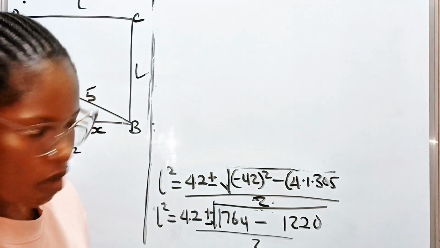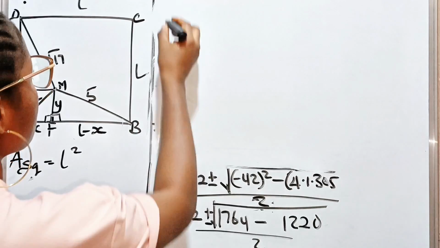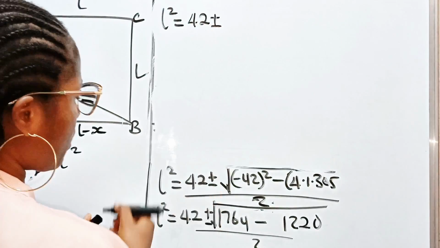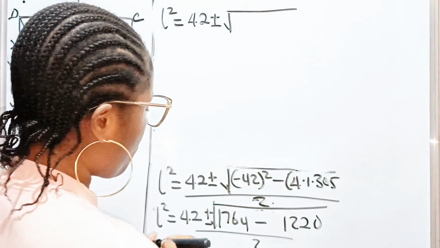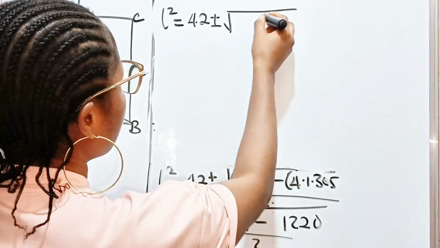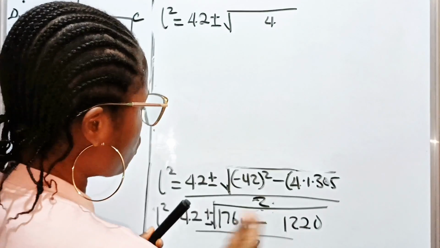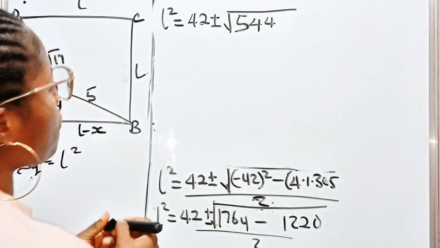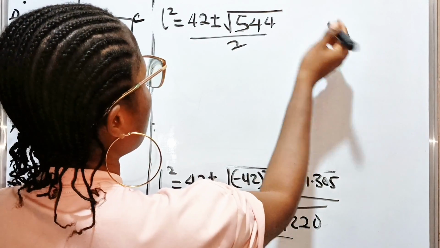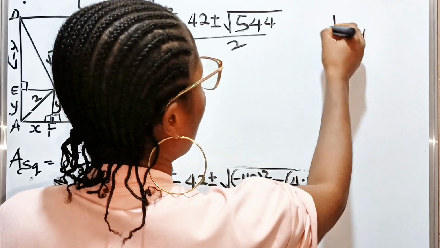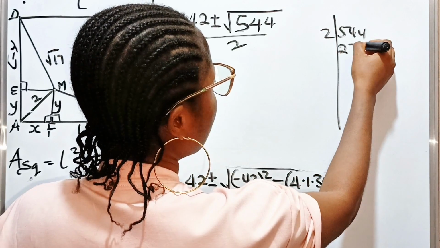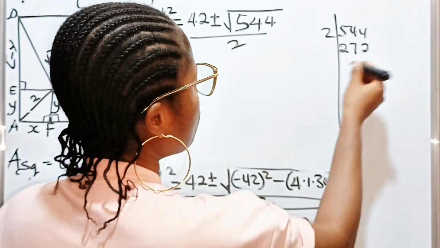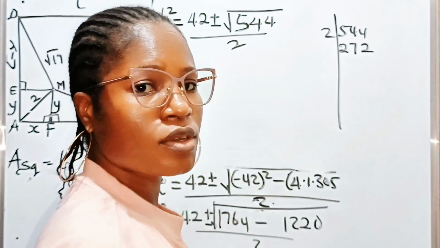All right, now at this point we have L squared is equal to 42 plus or minus the square root of, now 4 minus 0 is 4, 6 minus 2 is 4, 7 minus 2 is 5. So we have 544. Everything divided by 2. Now let's simplify 544. 2 we divide to give us 272.